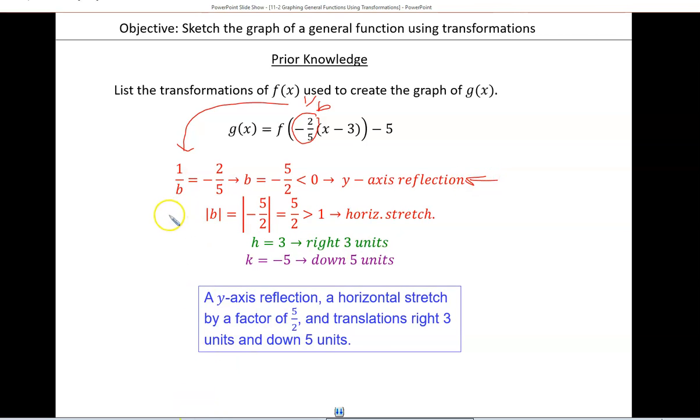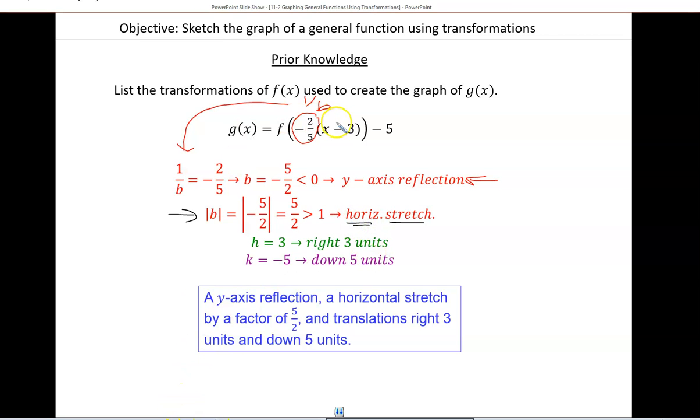Then we look at the absolute value of b, which would be positive 5/2. And this is, remember, an improper fraction because the numerator of 5 is larger than the denominator of 2, and all improper fractions are larger than 1, which means we have a stretch because our factor is larger than 1, and the type of stretch we get with b is our new horizontal stretch.